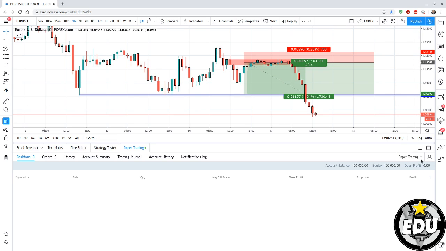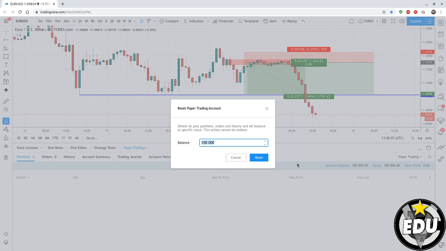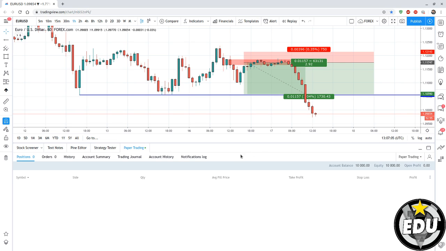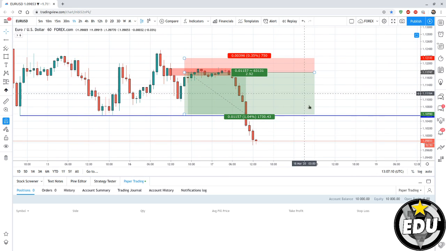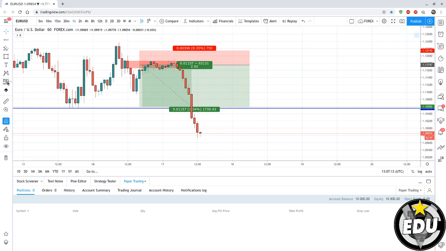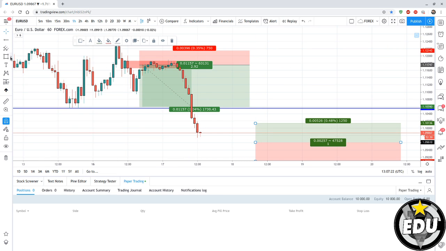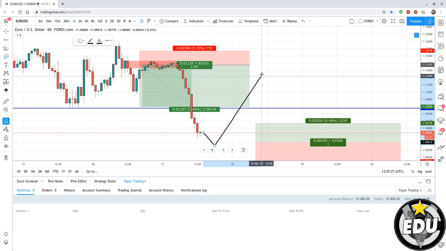So I click on paper trading, and then you go here. You can reset your paper trading account. You can start with, I don't know, $1,000, $10,000, however you want. Click reset, and you're good to go. So what happens now is that if you want to open a trade, let's say, for example, I want to buy right here when price reaches this level. This is just an example, and I think it's going to go all the way up here.